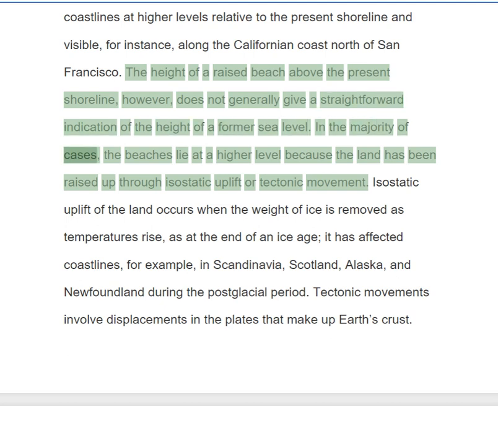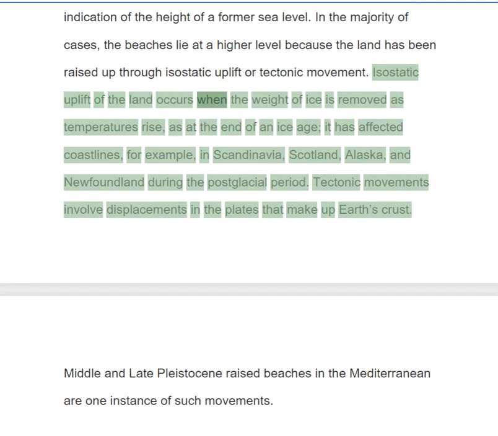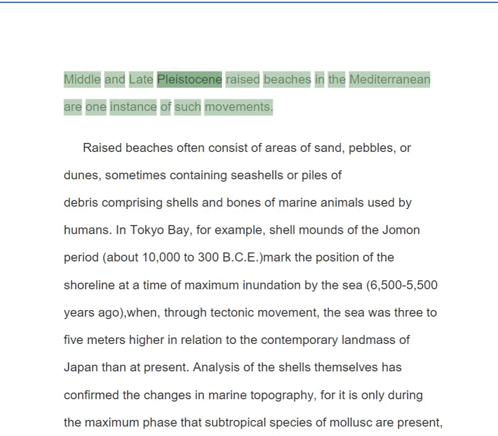In the majority of cases, the beaches lie at a higher level because the land has been raised up through isostatic uplift or tectonic movement. Isostatic uplift of the land occurs when the weight of ice is removed as temperatures rise, as at the end of an ice age. It has affected coastlines, for example, in Scandinavia, Scotland, Alaska, and Newfoundland during the post-glacial period. Tectonic movements involve displacements in the plates that make up Earth's crust. Middle and late Pleistocene raised beaches in the Mediterranean are one instance of such movements.